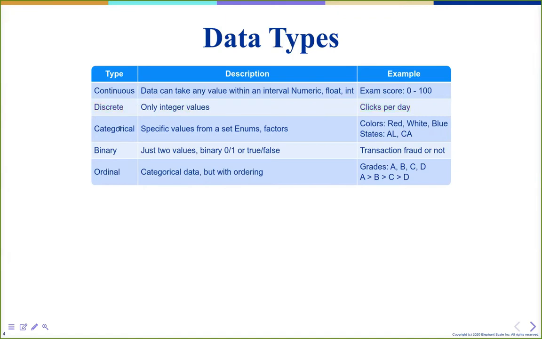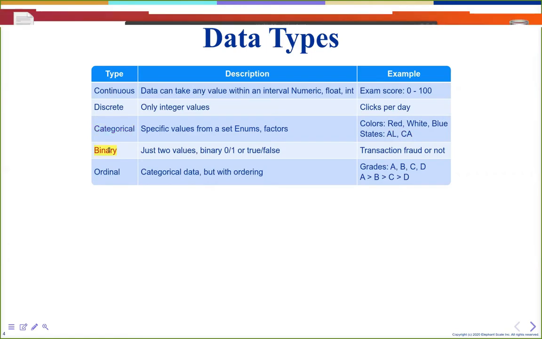These are integer values, so they are called discrete. The next type of variable you will have is called categorical. Categorical is, if you're coming from a Java background, like enums, meaning they can only take predefined values. Let's say colors, or states in the US, right? Predefined values. So those are called categorical.